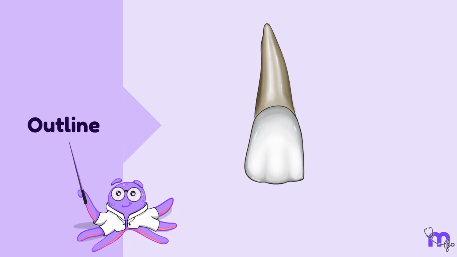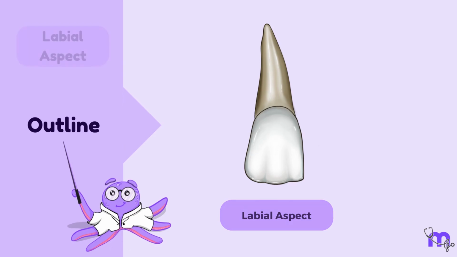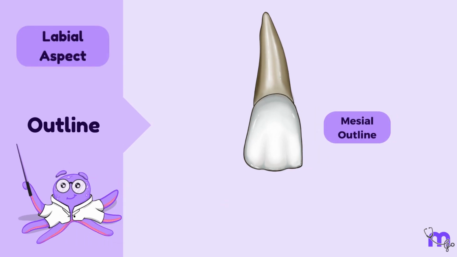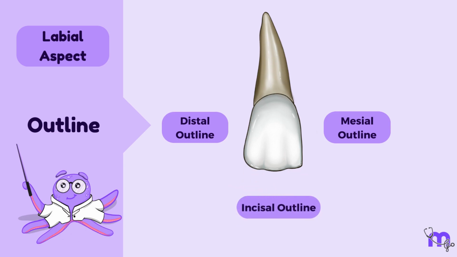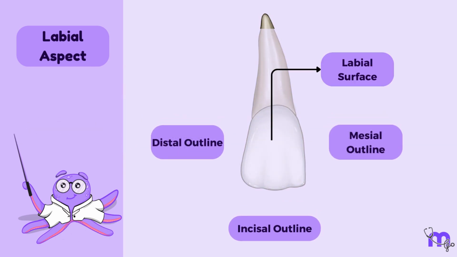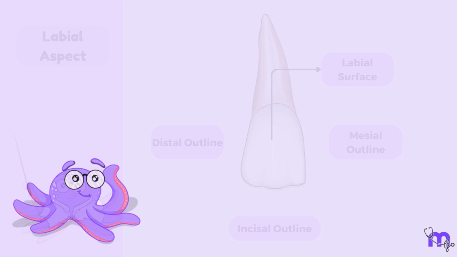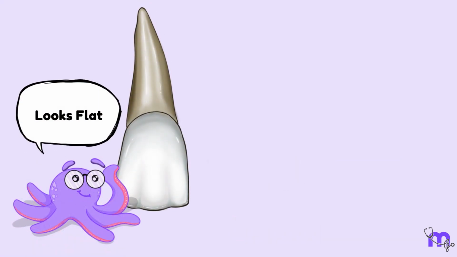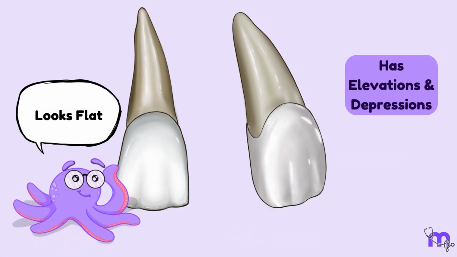Let's also discuss another term, outline. When we view a maxillary central incisor from the labial aspect, we can observe the mesial outline, distal outline, and incisal outline. However, this is not all we see. We are also observing the labial surface itself. While the labial surface appears flat in 2 dimensions, it actually has elevations and depressions that are more apparent from other aspects. If you had a specimen of a maxillary central incisor, you could feel these variations by running your finger over the labial surface.